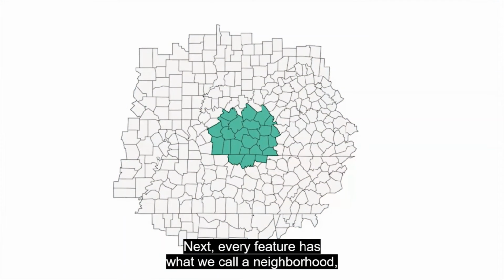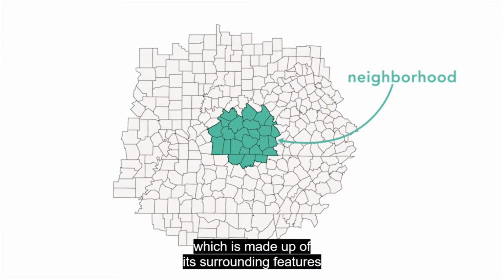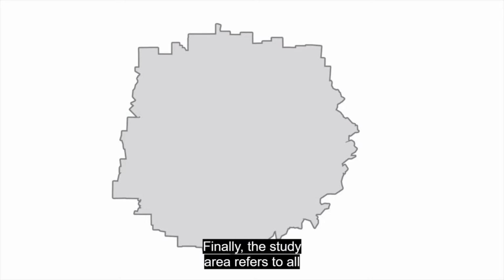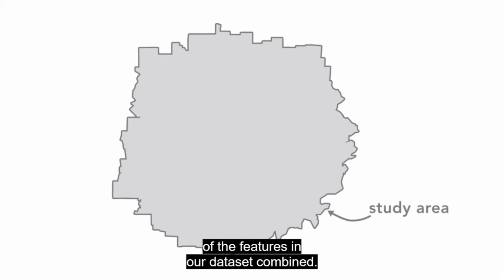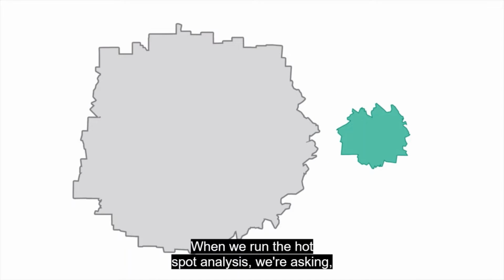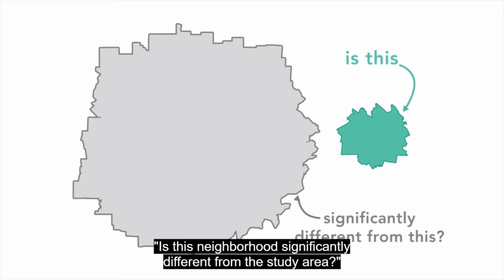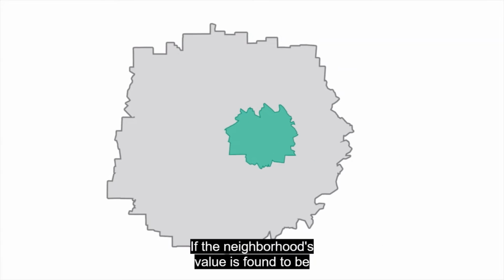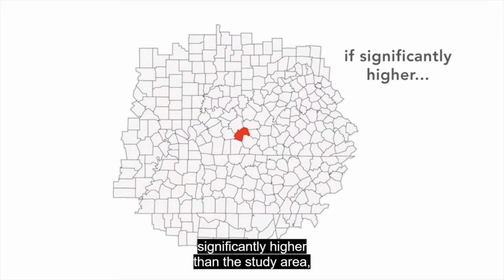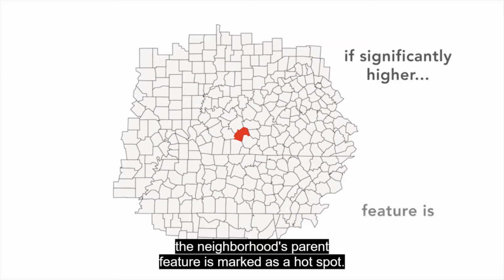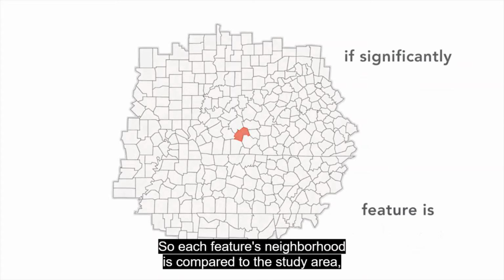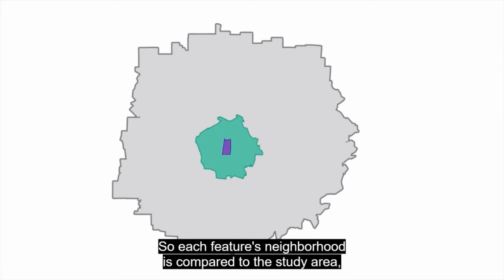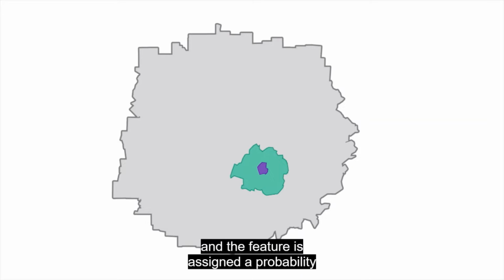Next, every feature has what we call a neighborhood, which is made up of its surrounding features and includes the feature itself. Finally, the study area refers to all of the features in our dataset combined. When we run a hotspot analysis, we're asking, is this neighborhood significantly different from the study area? If the neighborhood's value is found to be significantly higher than the study area, the neighborhood's parent feature is marked as a hotspot. So each feature's neighborhood is compared to the study area, and the feature is assigned a probability designating whether or not it belongs to a cluster.